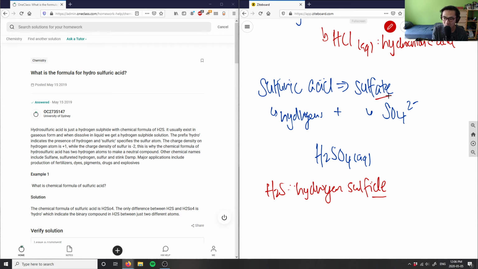IDE and ATE here are very, very different. IDE just refers to the sulfur atom. ATE refers to the polyatomic sulfate. So you have to make sure that we know which ones we're talking about. In this case, we're talking about the polyatomic here, sulfate. Remember, ic becomes ate, not ide here. So hydrogen sulfide would be an incorrect answer if you were to use this as well.